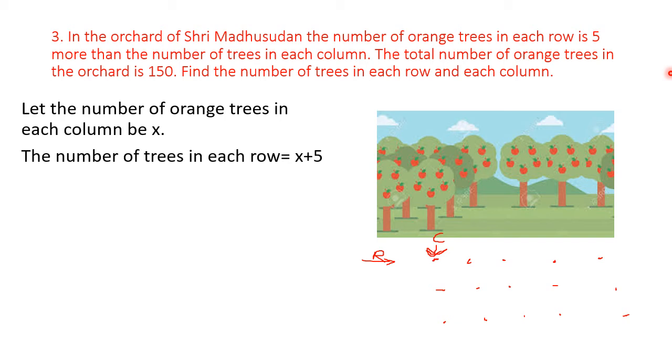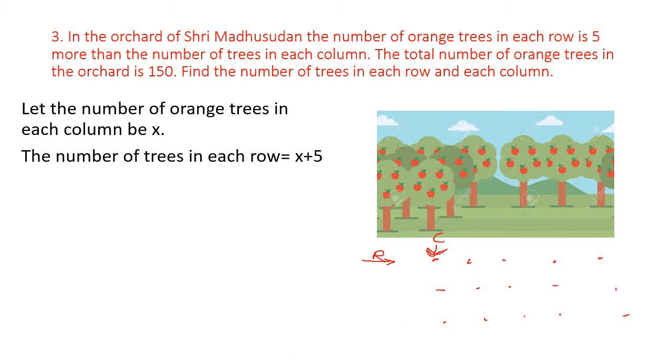Then what else is given? Let us proceed further now. In the next part, what is given is the total number of orange trees in the orchard is 150. सारे मिलके कितने trees है? 150. Now how am I going to use this equation? Children, if I want to find out the total number of trees here, okay, how do I find out? I am going to multiply rows with columns.